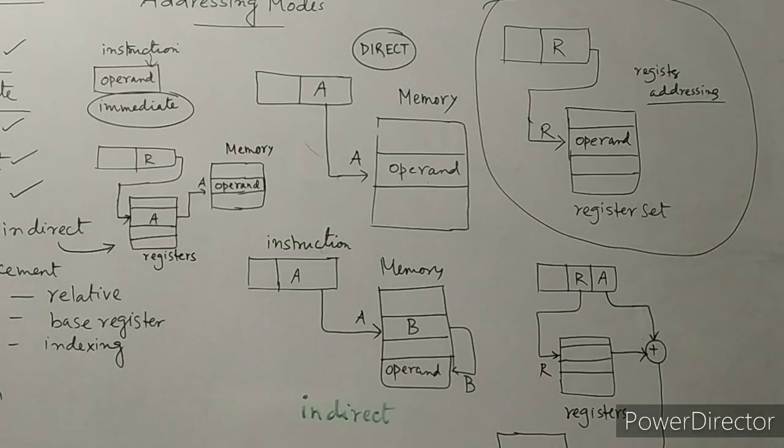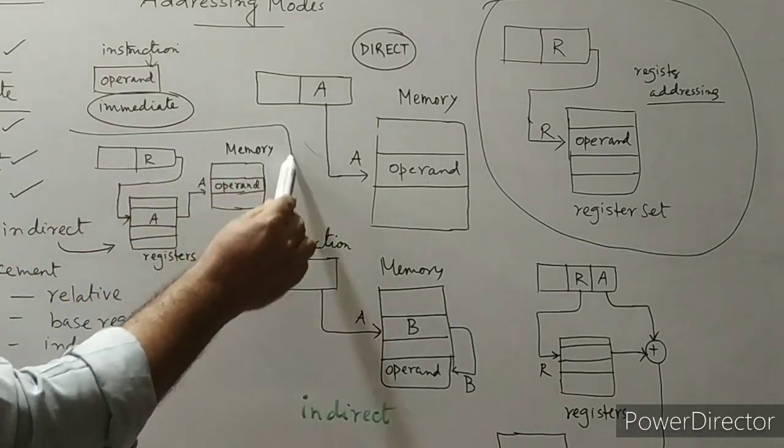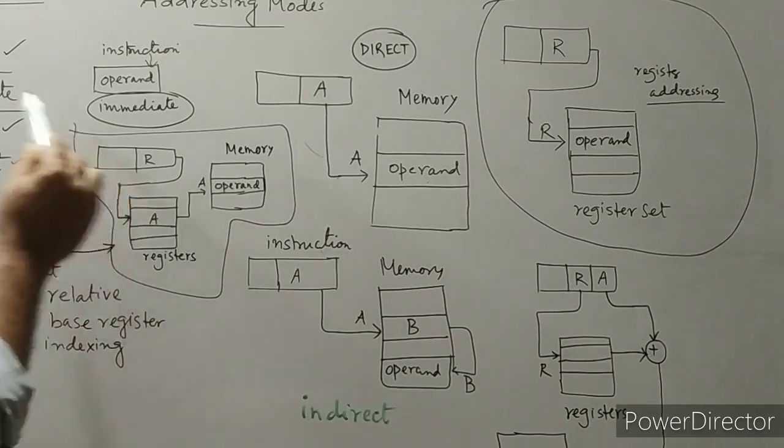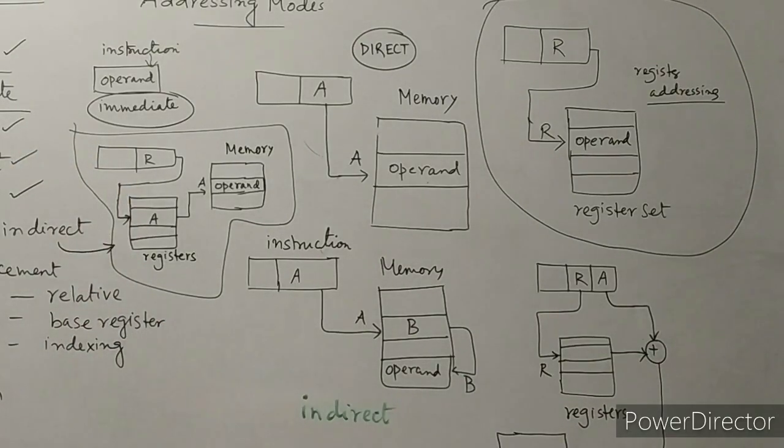So next is the register indirect mode. Register indirect addressing modes. It denotes that the instruction itself contains the opcode and the register name. Where is the diagram of this register indirect addressing mode? Here you can see. In register indirect addressing mode, the instruction itself contains the opcode and the register name.